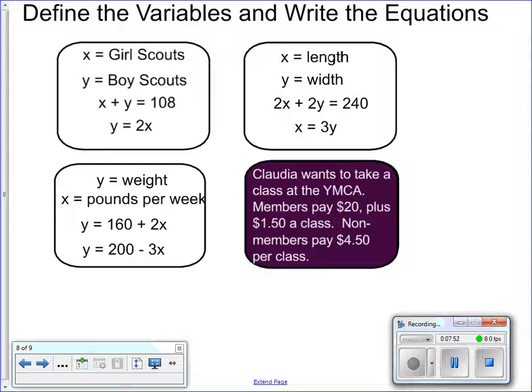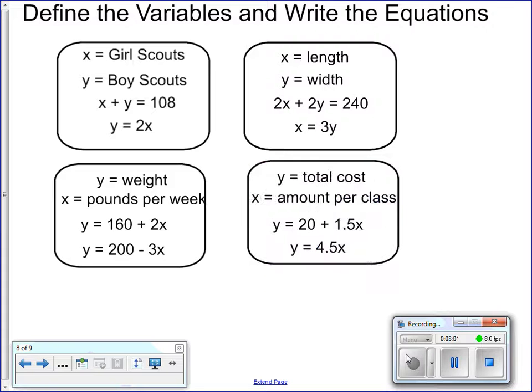Claudia wants to take a class at the YMCA. Members pay $20 plus $1.50 per class. Non-members pay $4.50. My 2 variables are total cost and the amount per class, so y equals 20 plus 1.5x, and y equals 4.5x.